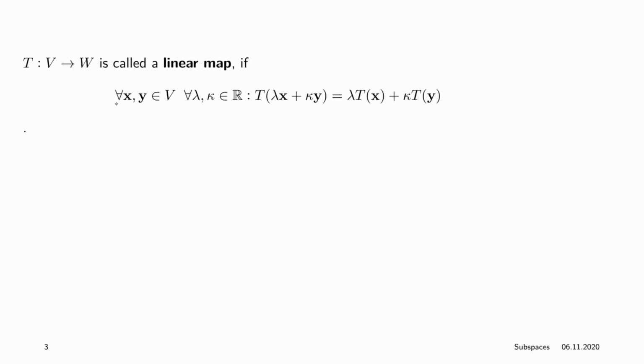A function T that goes from a vector space V to the vector space W is called a linear map if for all vectors x and y that are elements of V, and for all scalars lambda and kappa, T of lambda times x plus kappa times y equals lambda times T applied to x only, plus kappa times T applied to y only.